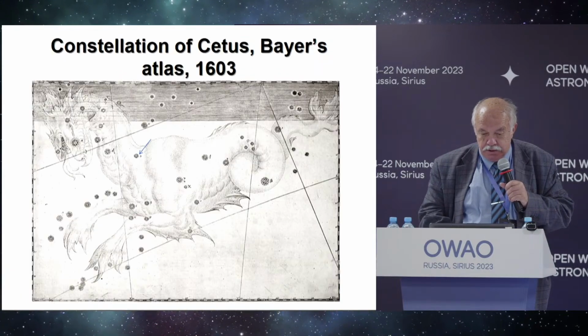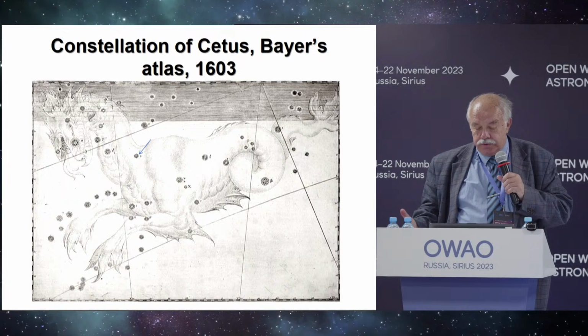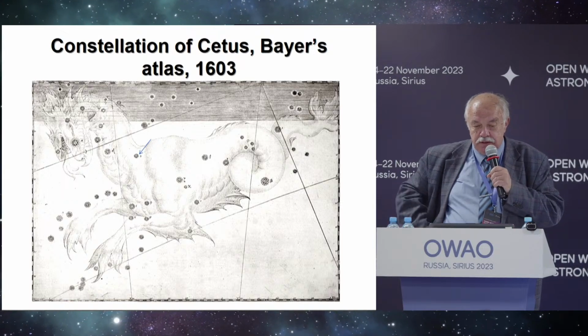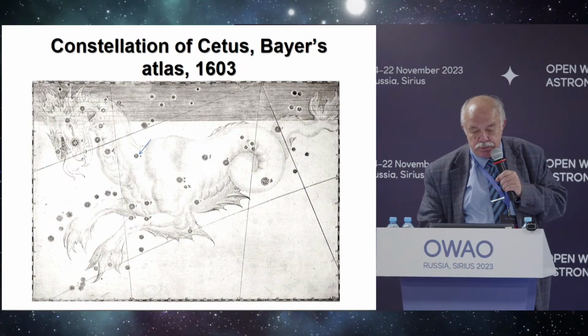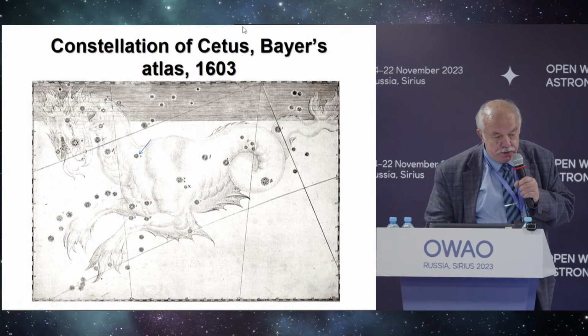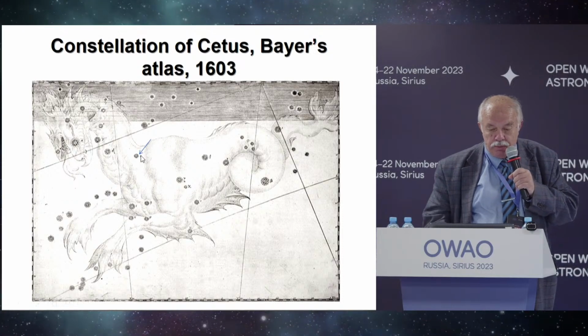And the next picture shows us the constellation of Cetus in Bayer's atlas, the famous atlas of the year 1603. Here we have an arrow pointing to Omicron Ceti. And it is very interesting, because what really happened? Let me go back.